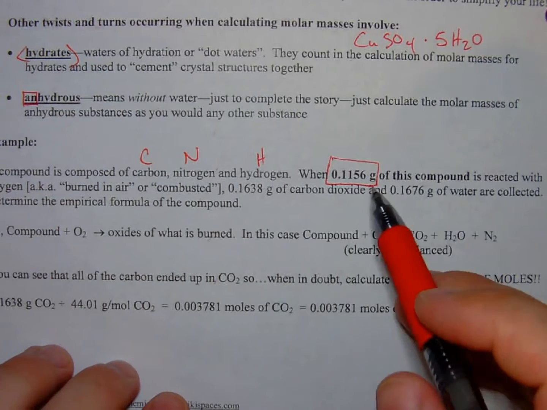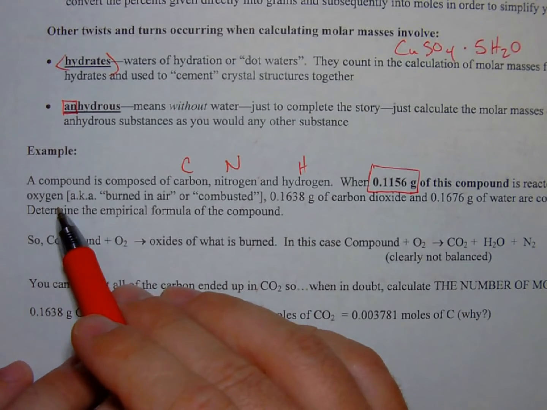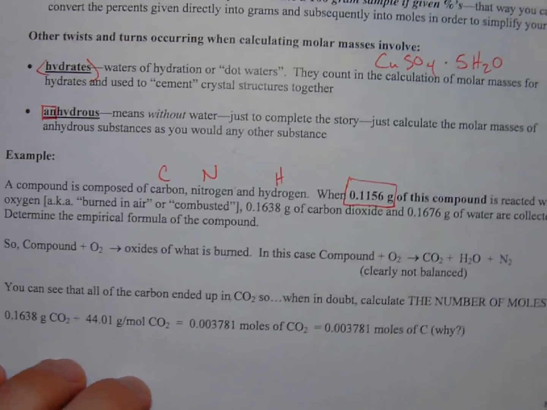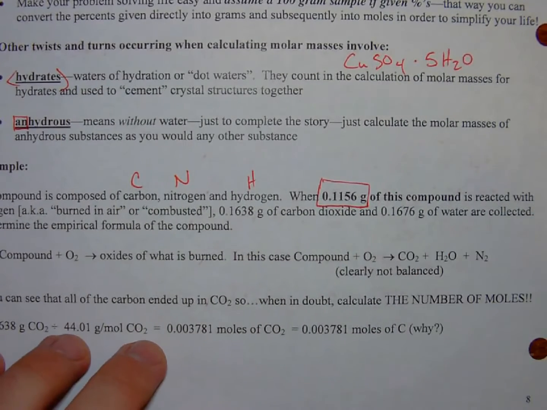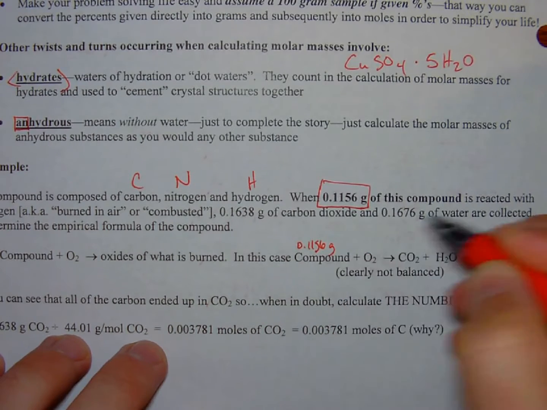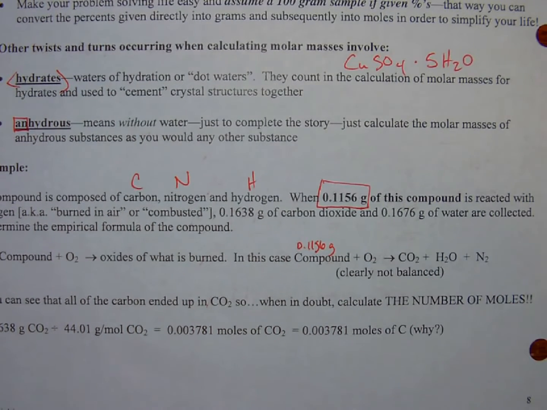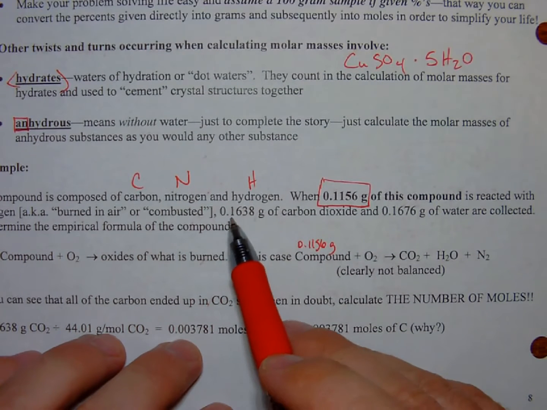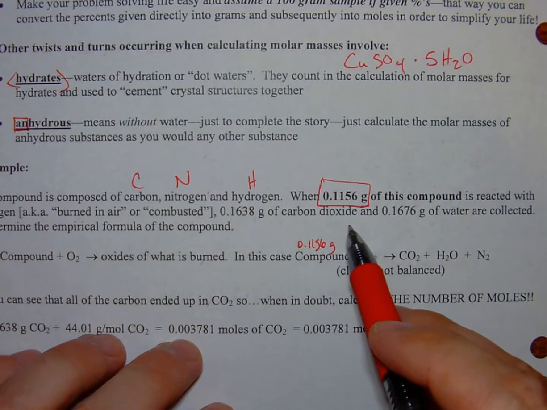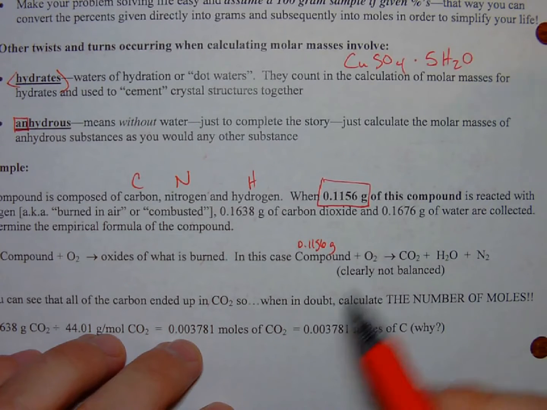So we're going to combust all of this. We're going to react it with oxygen, right? AKA burned in air or combusted. So I'm going to take this compound, there's 0.1156 grams of it. I'm going to react it with excess oxygen, because oxygen is pretty much always in excess. 0.1638 grams of carbon dioxide and 0.1676 grams of water are collected.